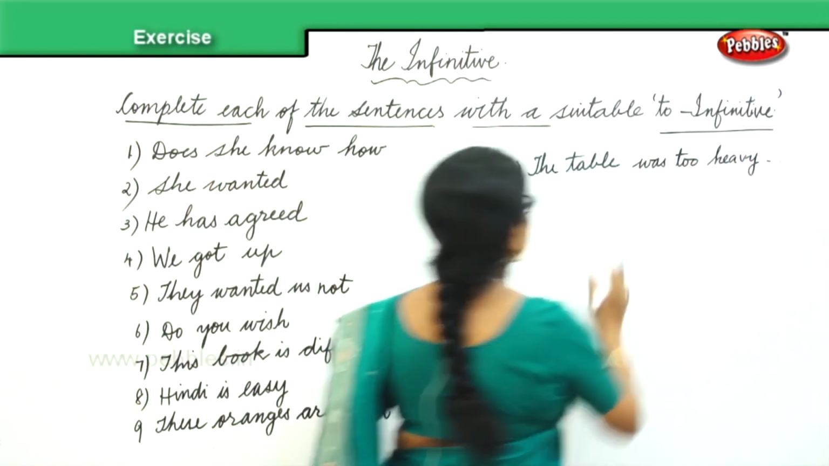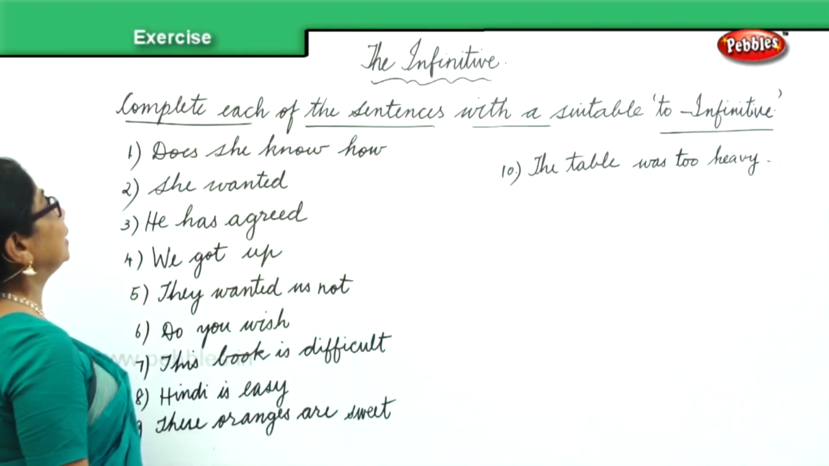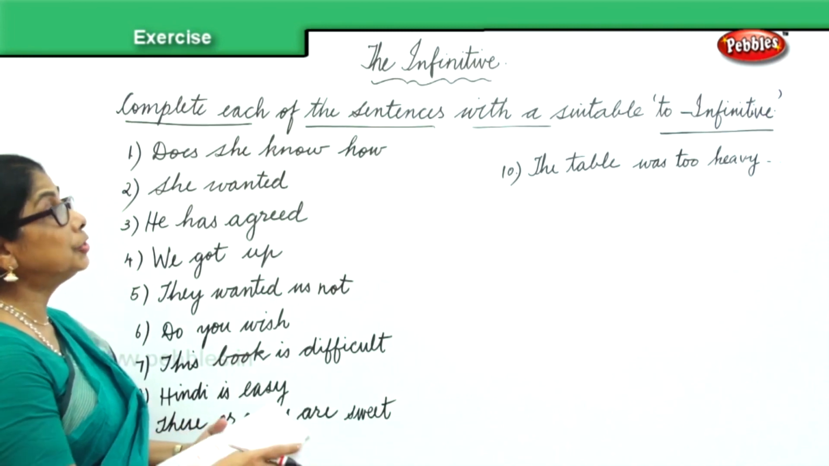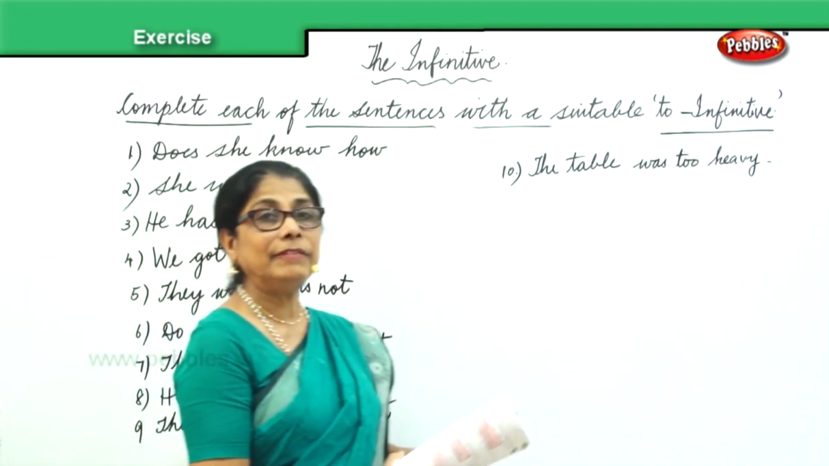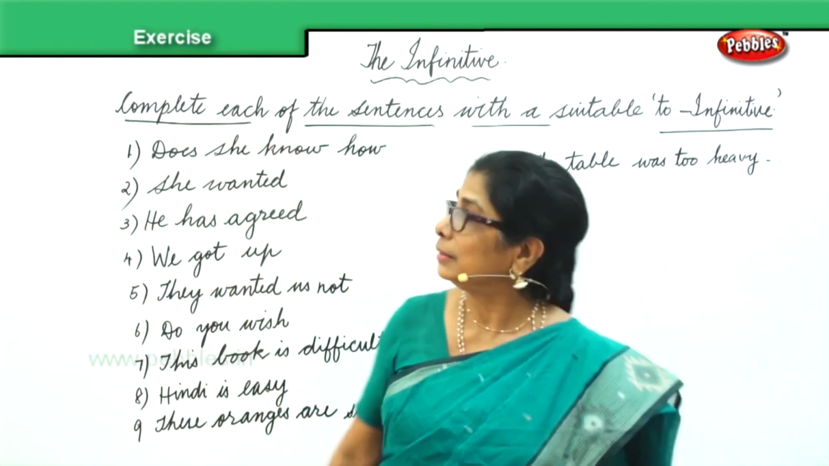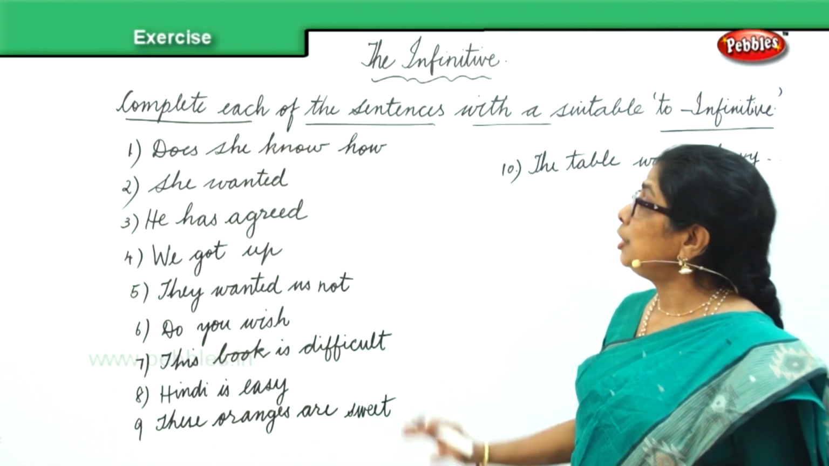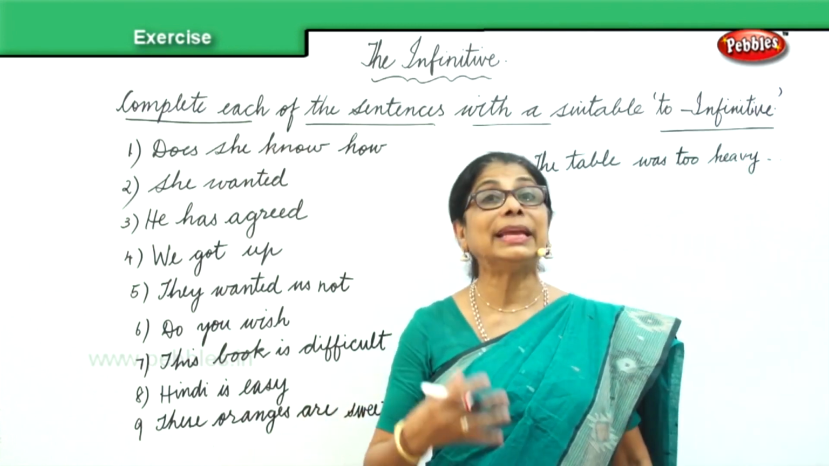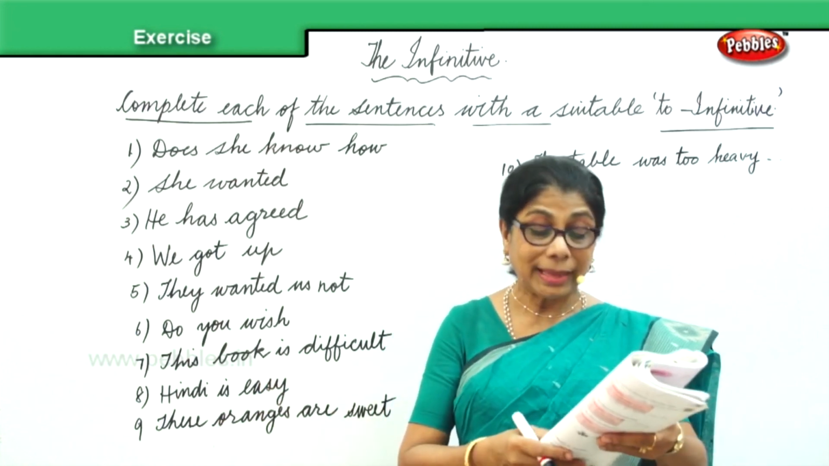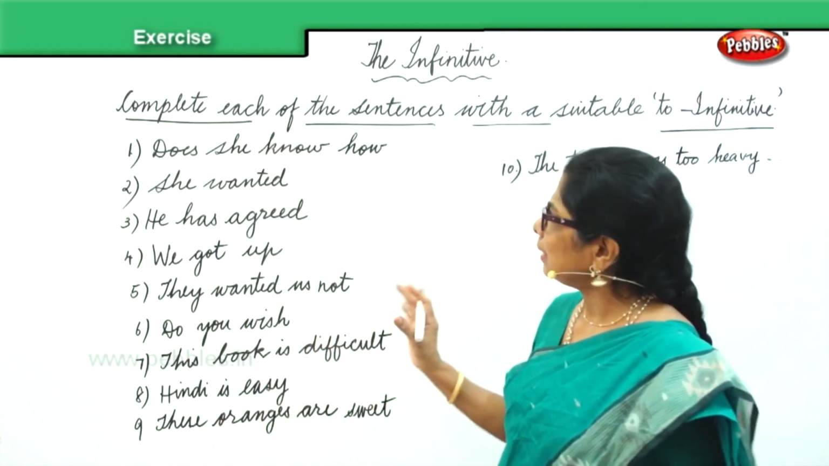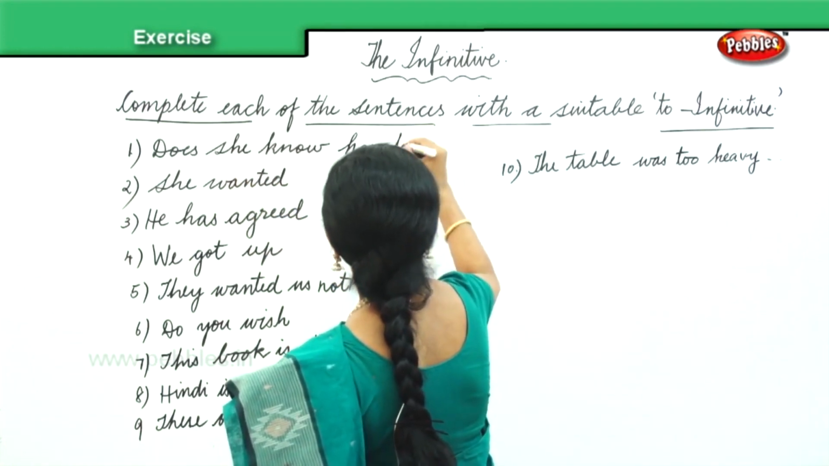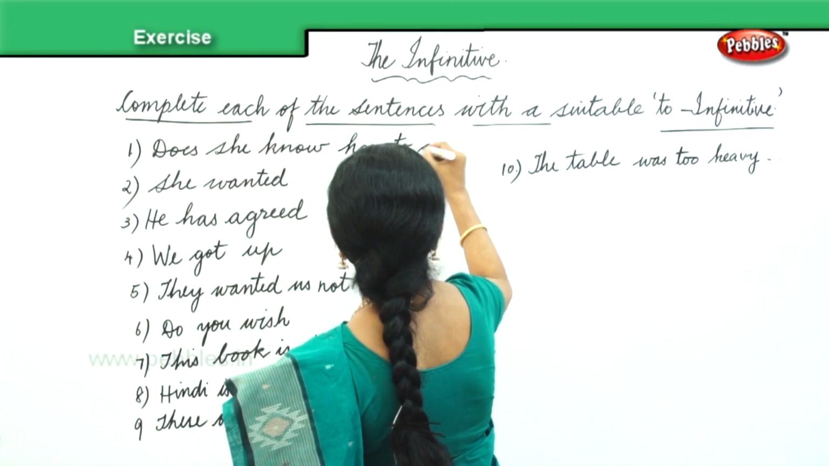Now we have to complete all these sentences. Now, let's look at it. Complete each of the sentences with a suitable to infinitive. We have to use to, then only infinitive sentences can be formed. Does she know how? You can say how to cook. Does she know how to dance? You can complete anyhow. Does she know how to dance.